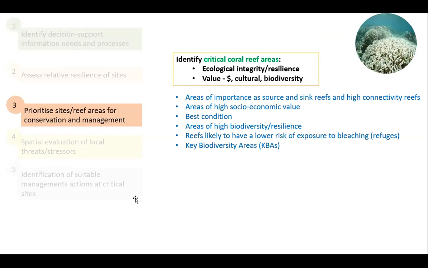Through this, some of the things we may be able to identify are areas of importance such as high connectivity reefs, areas with high socioeconomic value, reefs in the best condition, areas with a high biodiversity value, reefs that are likely to survive heating and bleaching exposure, or key biodiversity areas. I won't go into great detail on KBAs, as in the next presentation, Paul will introduce those.